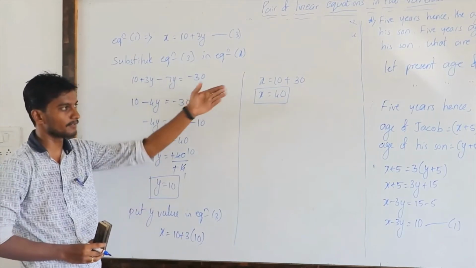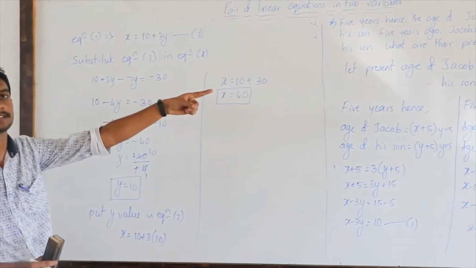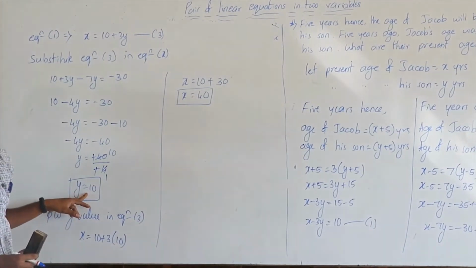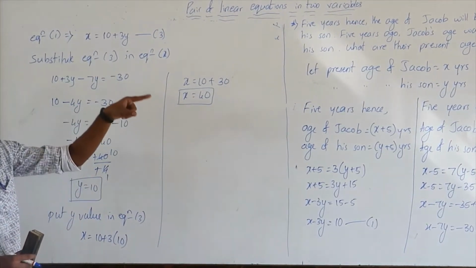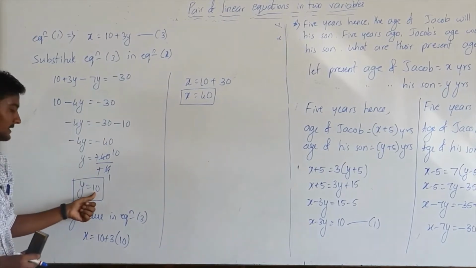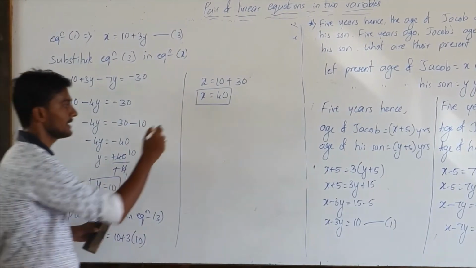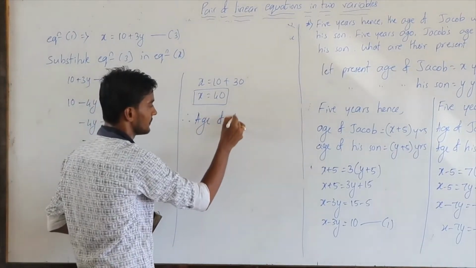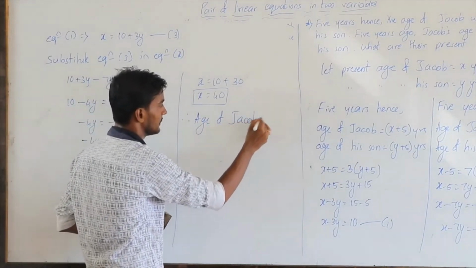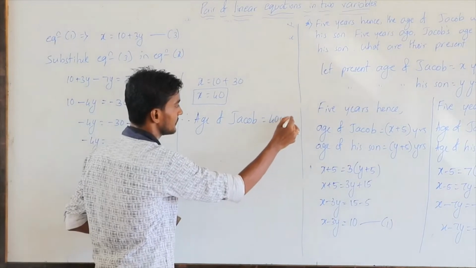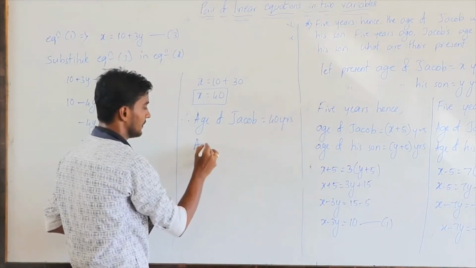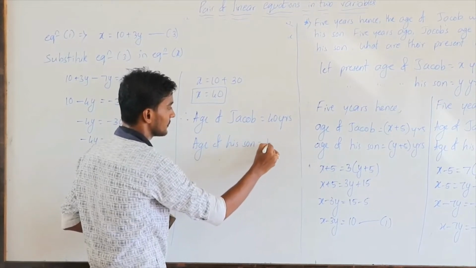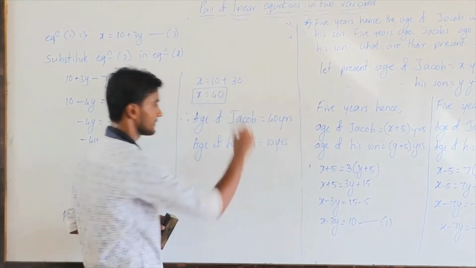In the first step we considered x as Jacob's age, and y as the age of Jacob's son. So the son is y, and his age will be 10 years. So at last we write: therefore, the age of Jacob is equal to 40 years, and the age of his son is equal to 10 years.